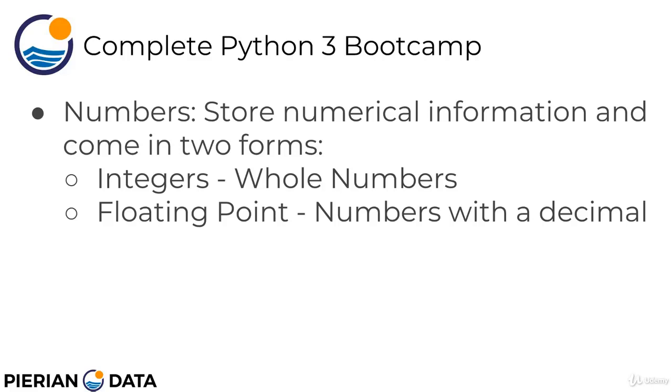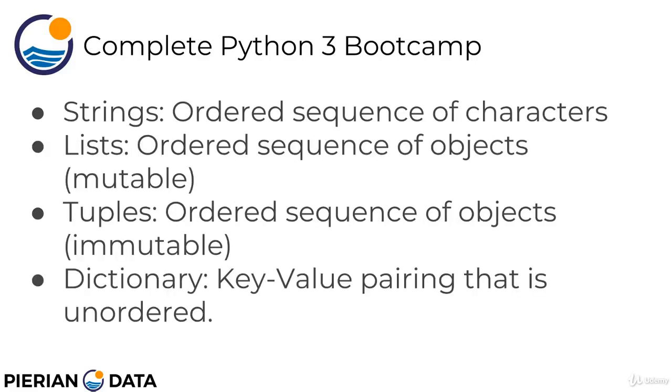So numbers, pretty straightforward. There's basically 2 types of numerical information that we can store. Those are integers for whole numbers, and floating points are numbers with a decimal. Then we have strings, which are an ordered sequence of characters, lists, which are an ordered sequence of objects, and lists are mutable, meaning you can change items that are in a list. Tuples, very similar to lists, except that they're immutable. They're still an ordered sequence of objects themselves. And then dictionaries, those are key value pairings, and remember those are unordered.